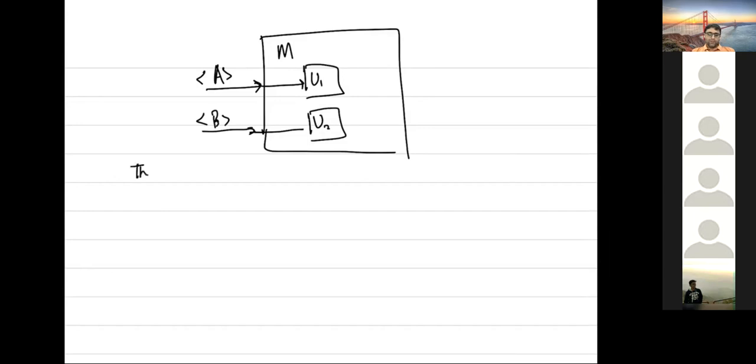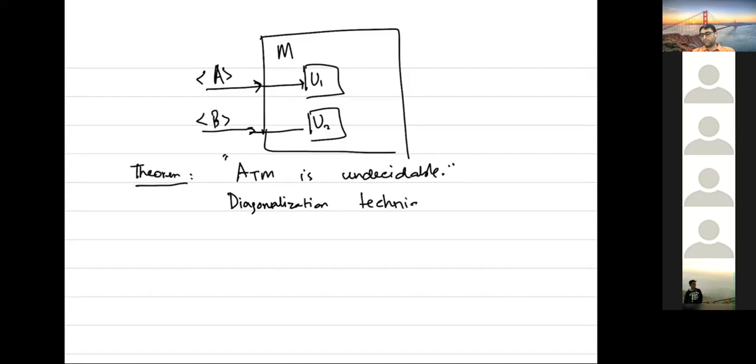Okay, so let's come back to our theorem. It says that ATM is undecidable. We are still not in a situation where we can prove this theorem, because we need to come up with some other tools. So we will develop those tools first, okay? The proof of this theorem, the undecidability proof of ATM, uses a technique which we call diagonalization. We will use this diagonalization technique to prove that ATM is undecidable.